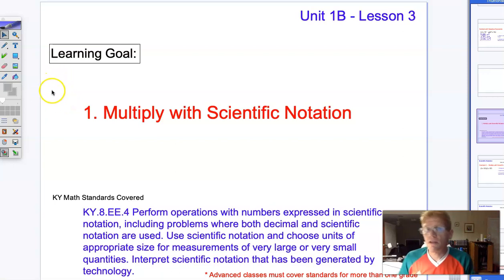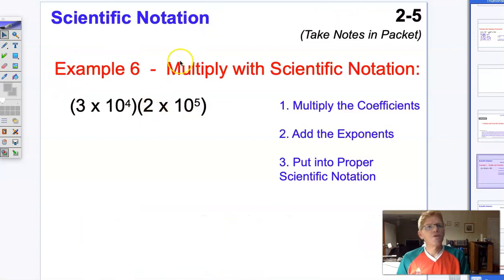We've talked about addition and subtraction. In Lesson 3, let's talk about multiplying with scientific notation. So here's our first example: 3 times 10 to the 4th times 2 times 10 to the 5th.